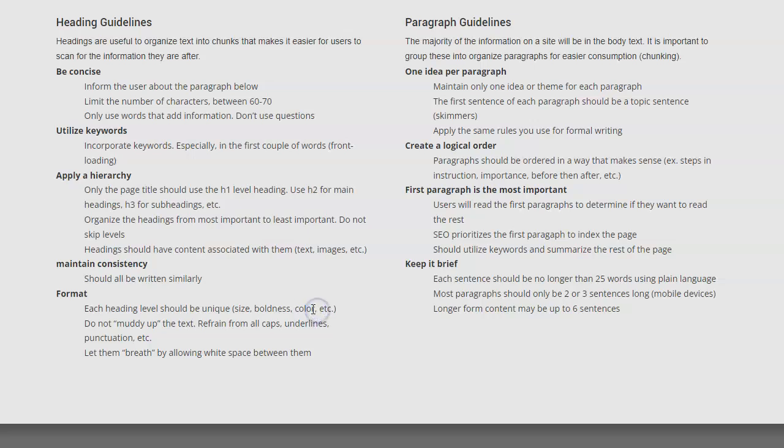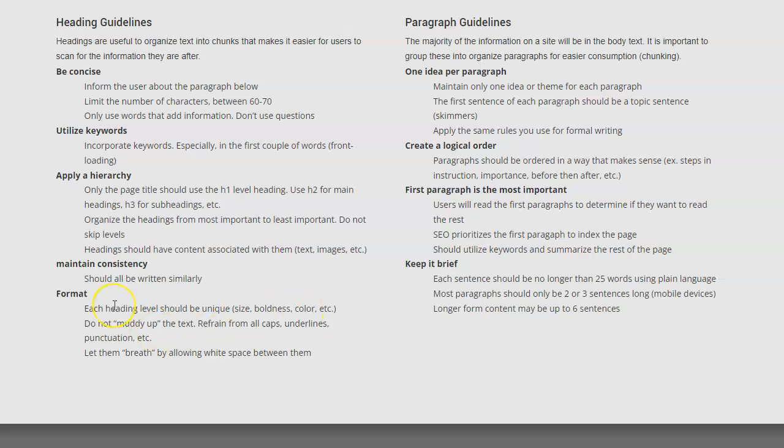Color should not be the only way that you do this, because you have to be aware. We'll talk about this later on, but being ADA compliant, Americans with Disabilities Act, you want to make all your stuff accessible. So if you use color, some people are colorblind or may have more difficulty seeing it. You have to worry about contrast.